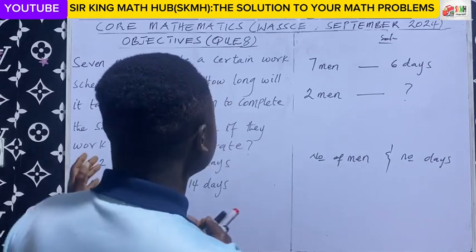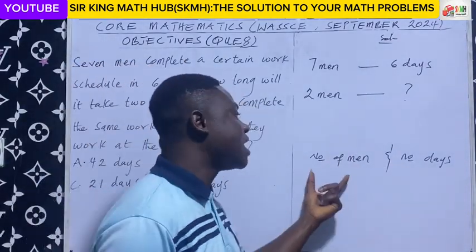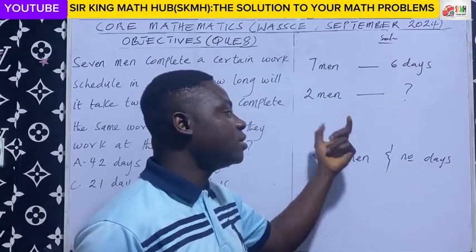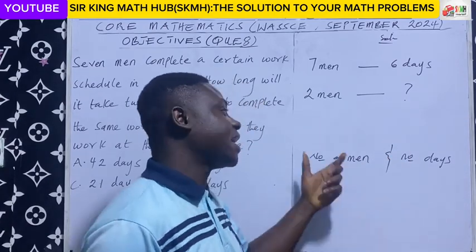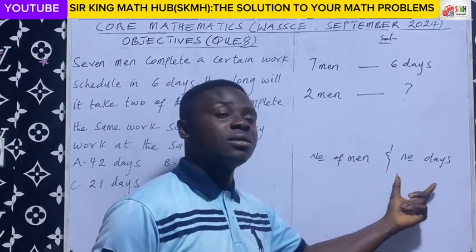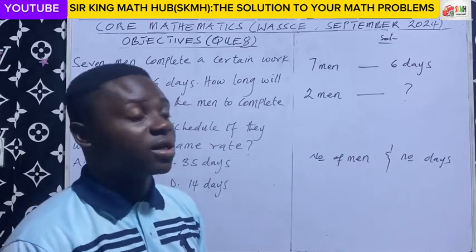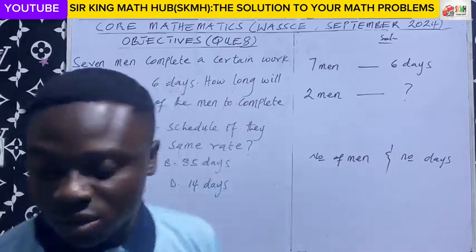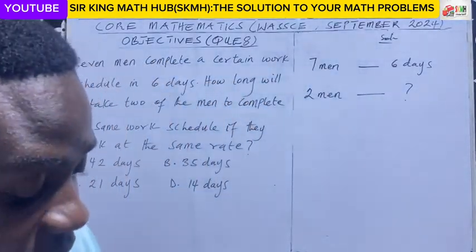And as you can see here, we are looking at the number of men and the number of days. So as the number of men increases, the number of days will reduce. On the other hand, if the number of men reduces, then it will take more days for them to complete the same piece of work, provided they work at the same rate. So now, how then do we find the number of days?